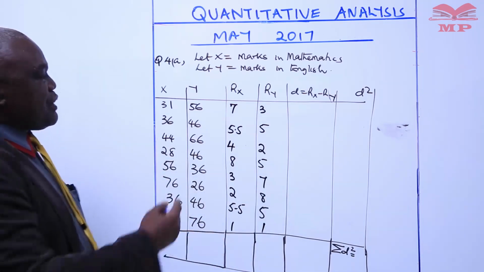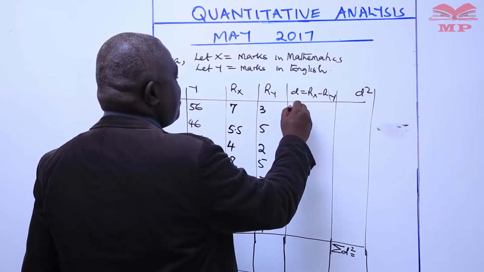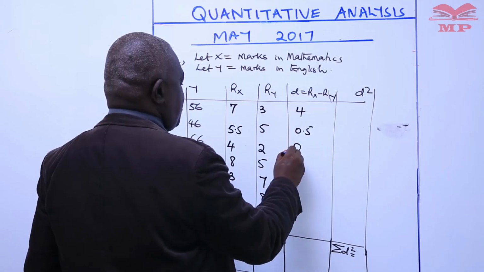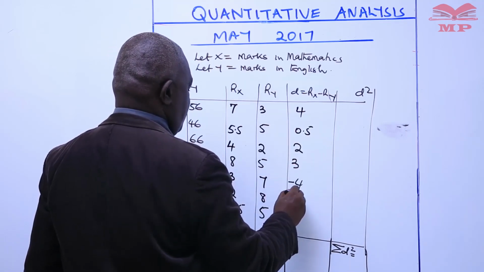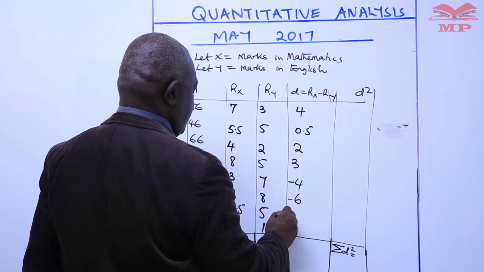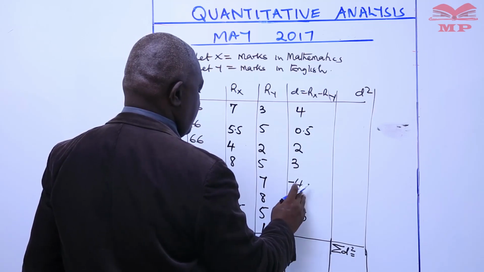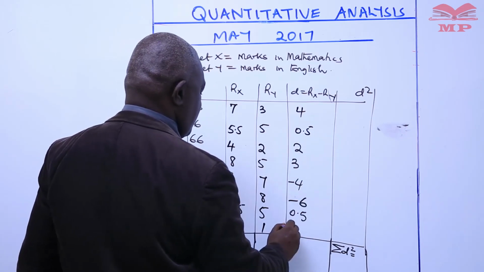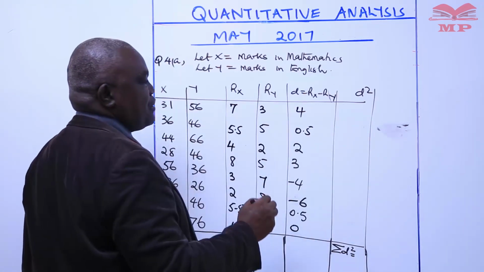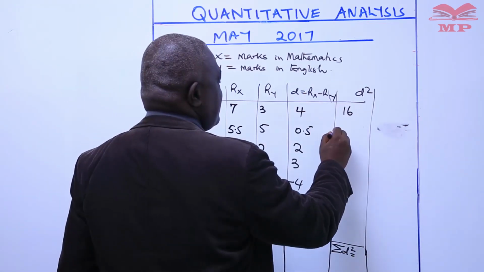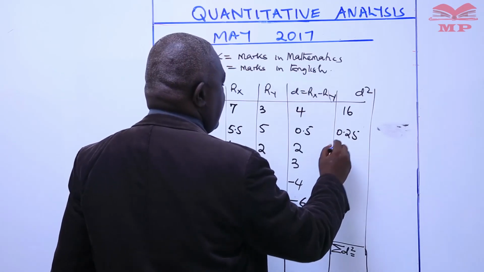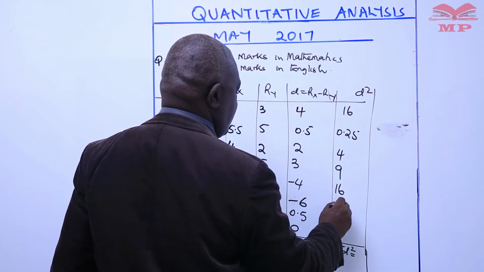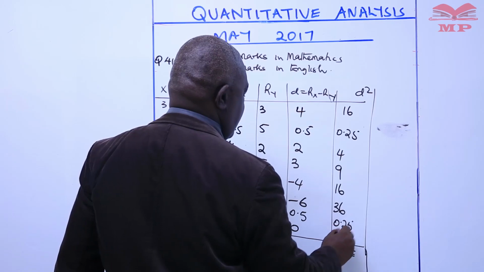The difference is subtraction. 7 minus 3 is 4. 5.5 minus that one is 0.5. This is 2. That is 3. Negative 4. Negative 6. This is 0.5. That is negative 6. Let me write it clearly, negative 6. Then 0. I square this so that there is no cancellation effect. That is 16, 0.25, then I have 4, I have 9, I have 16, I have 36, 0.25 and 0.